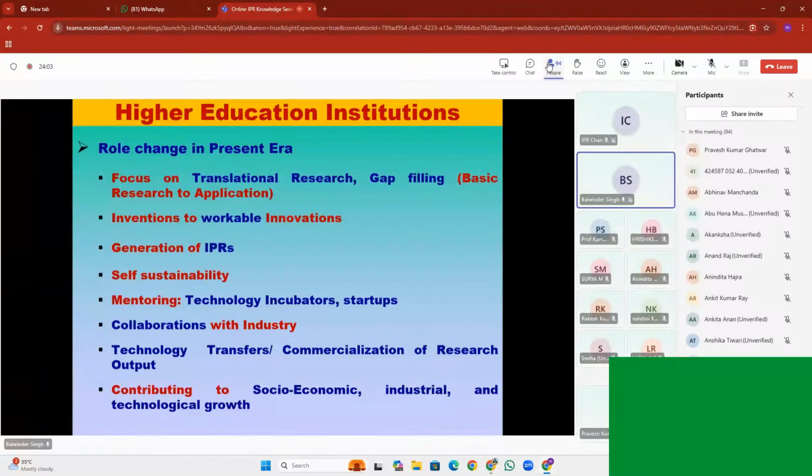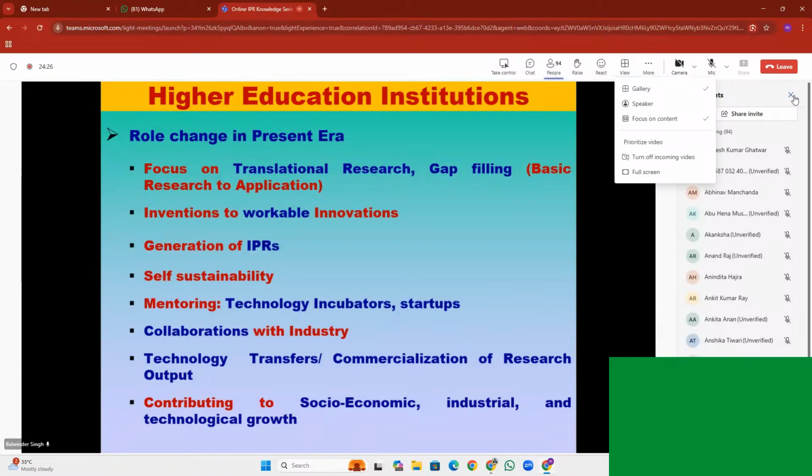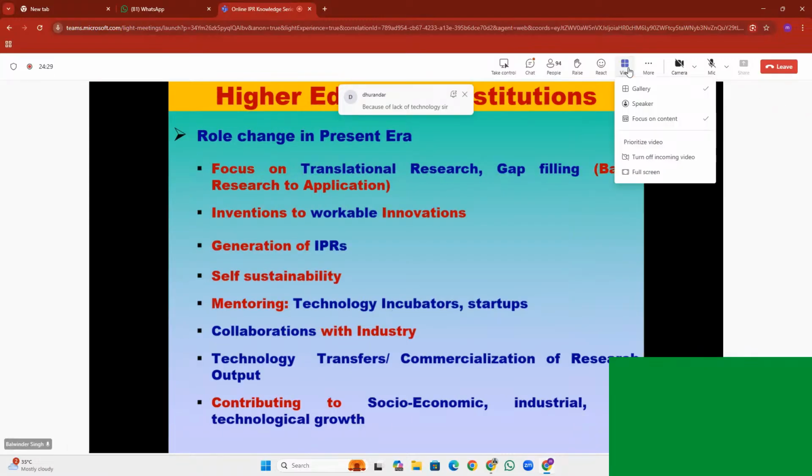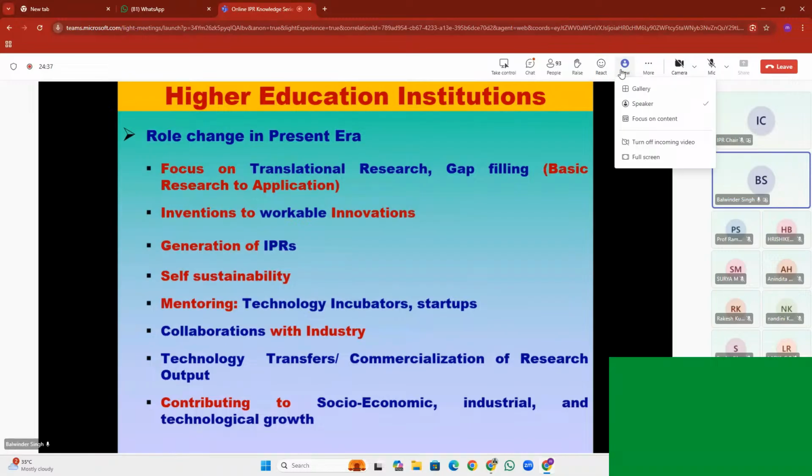Now we are not only working for inventions. Earlier, many institutions were filing patents or making inventions, but very few tried to convert those inventions into innovations or workable inventions. Now the trend has changed. People are aware that doing research just for thesis writing and getting PhD degrees is of no value. Students, teachers, and the total ecosystem are transforming towards workable innovations.